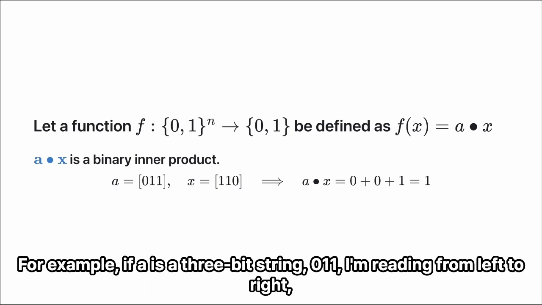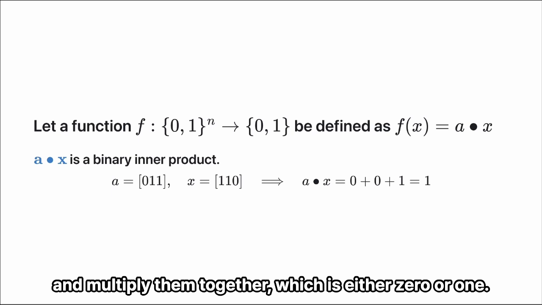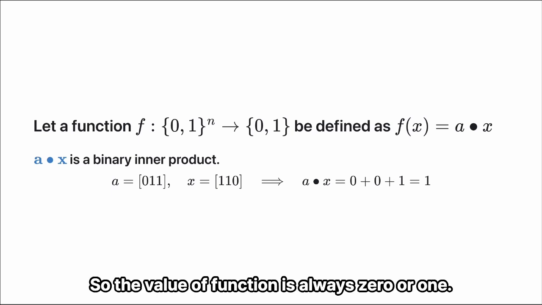For example, if a is a 3-bit string 011 and x is 110, then we take the corresponding bits and multiply them together, which is either 0 or 1, and take the binary sum. So 0 plus 1 equals 1. So the value of the function is always 0 or 1.